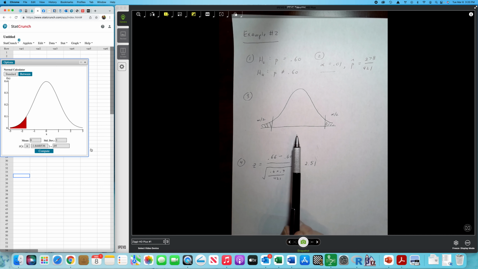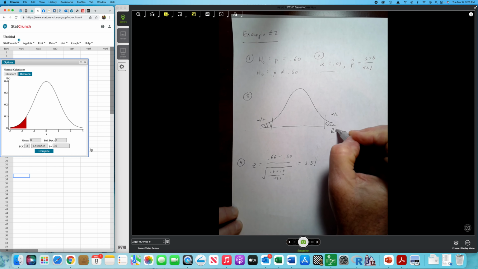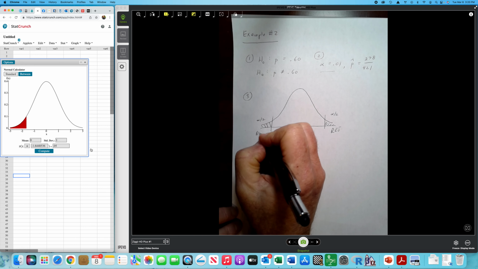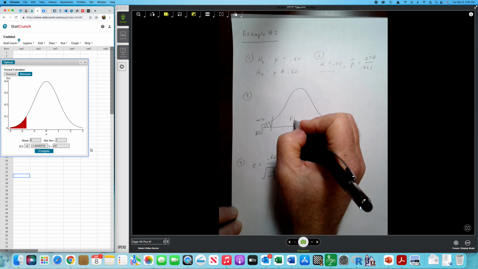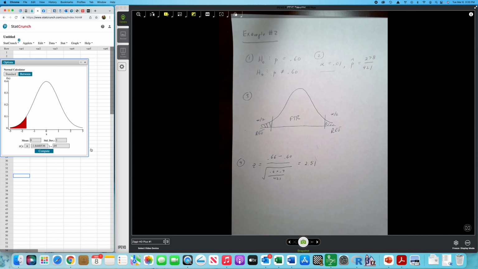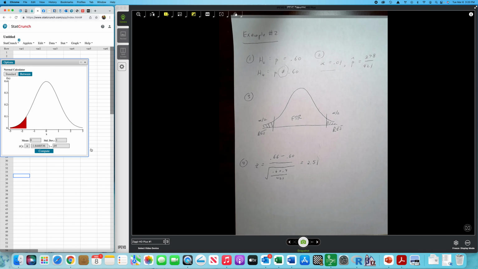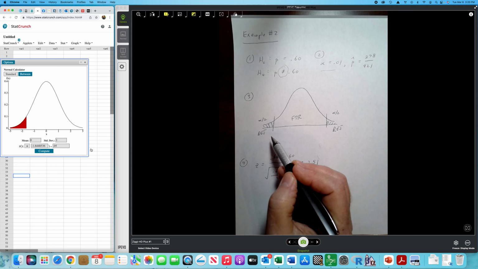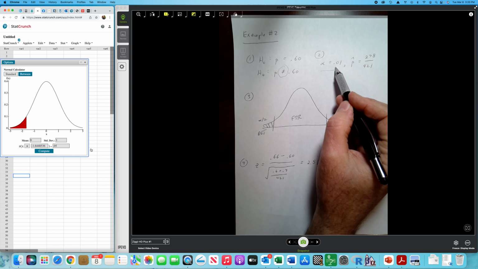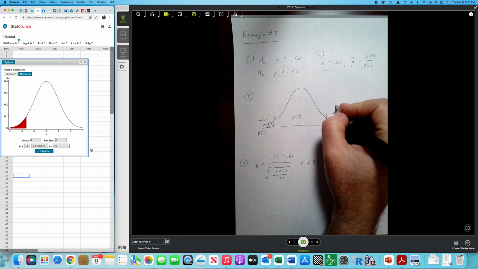So the next thing I have to do is set up my critical regions. Again, this would be a reject region, this would be a reject region, and that would be a fail to reject region. Why do we have two reject regions? Because a not equal to alternative hypothesis results in a two-tail test, two tails of rejection. Now, we need to find these values, okay? So alpha over 2. So alpha is 0.01.